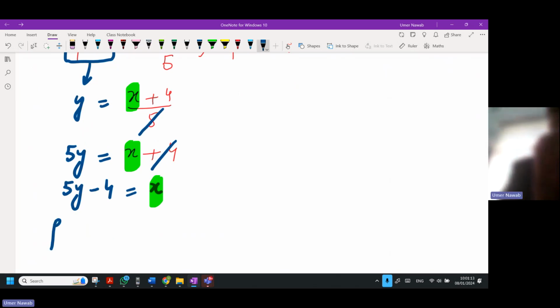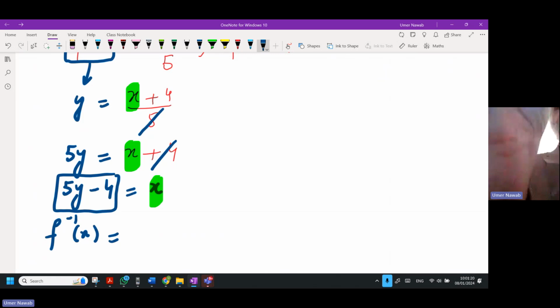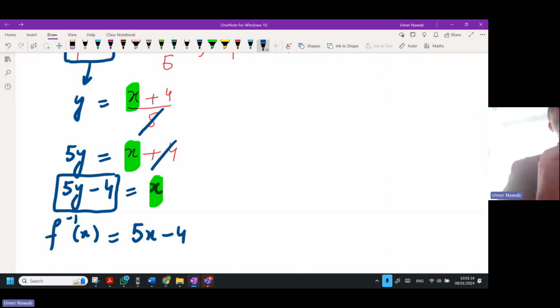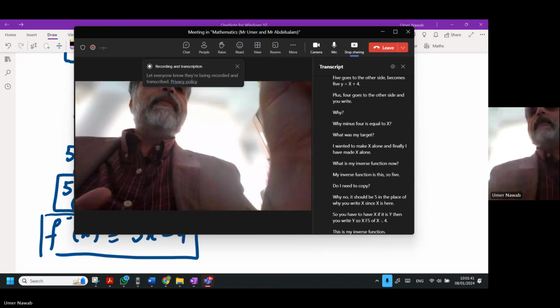What is my inverse function now? My inverse function is this. Do I need to copy y? No, in the place of y, you write x. Since x is here, you have to have x. If it is y, then you write y. So the inverse function is 5x minus 4. This is my inverse function. Thank you, guys.